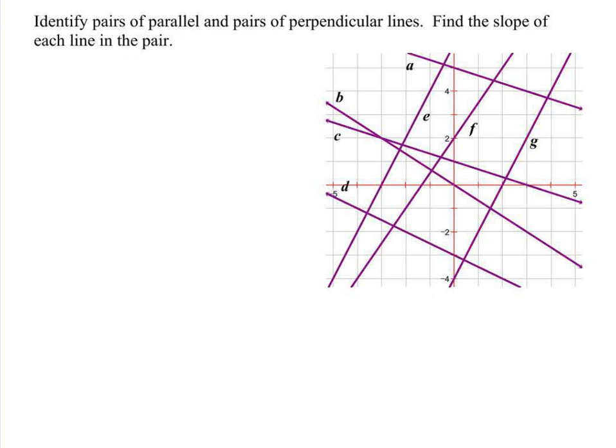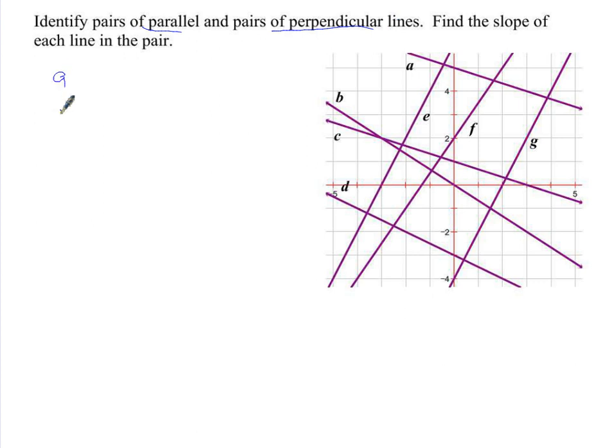Here's the best way to do this. You're given a graph. You have grids on there. You don't know anything about these lines. But with the grids, you can figure out the slopes. Because if I'm looking for parallel and perpendicular, then they have to have either the same slope or opposite reciprocal slopes. So, that means I have all these lines here.